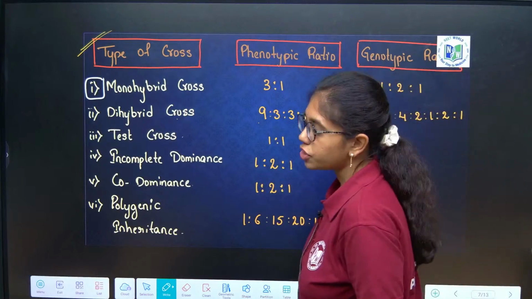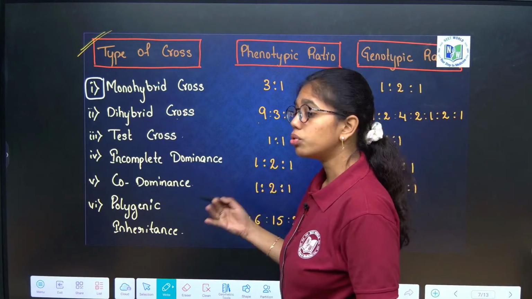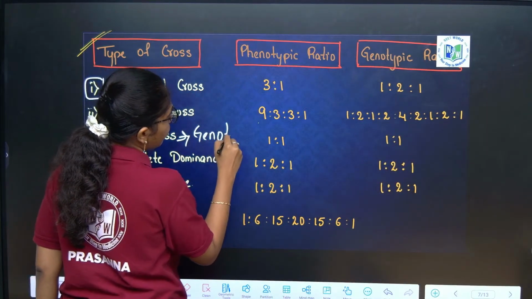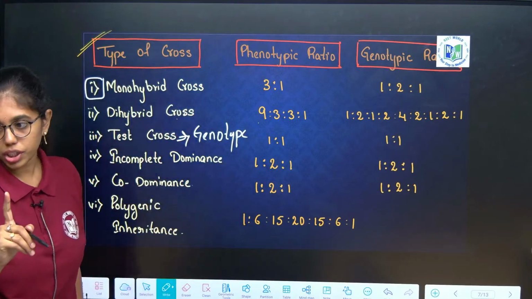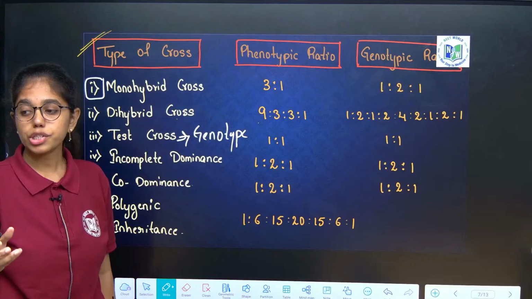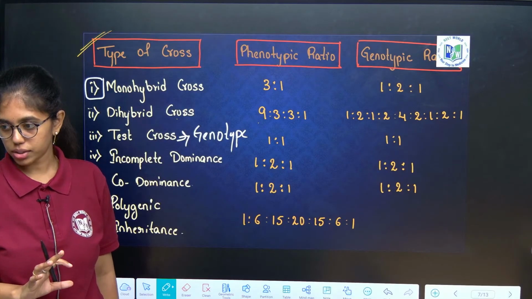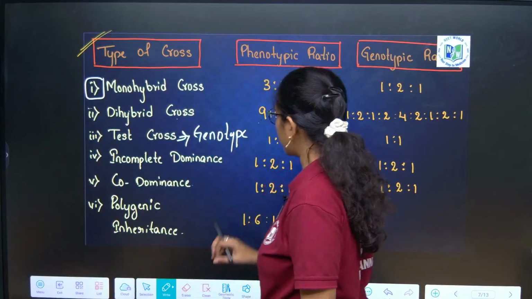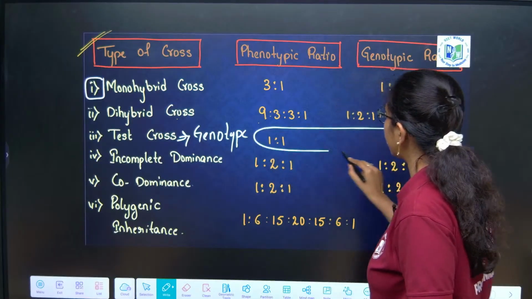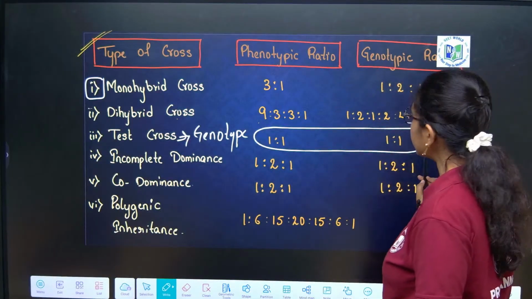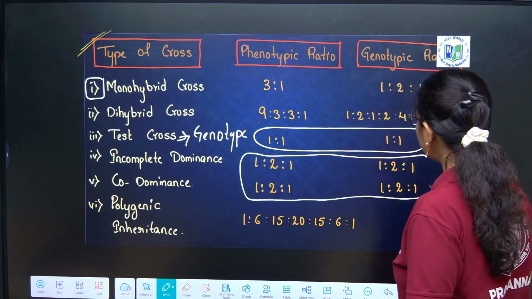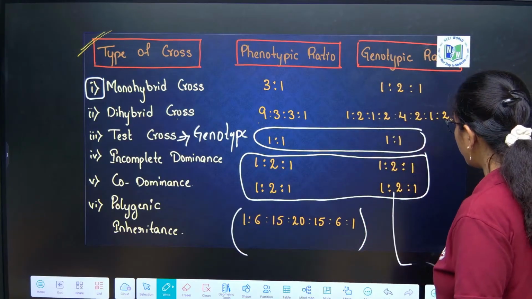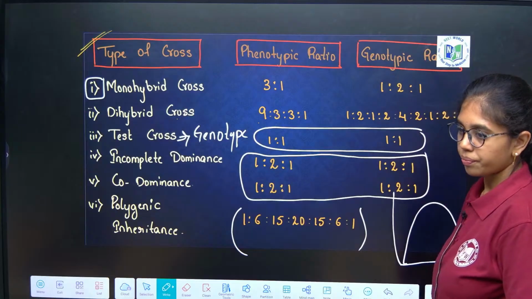Now, test cross. Test cross is to identify the genotype of the individual. Genotype of what generation? Specifically the F1 generation, or you can say to identify the genotype of a dominant phenotypic organism, whether it is homozygous dominant or heterozygous dominant. The genotypic and phenotypic ratio will be the same here, 1:1. Incomplete dominance and codominance also it is 1:2:1.